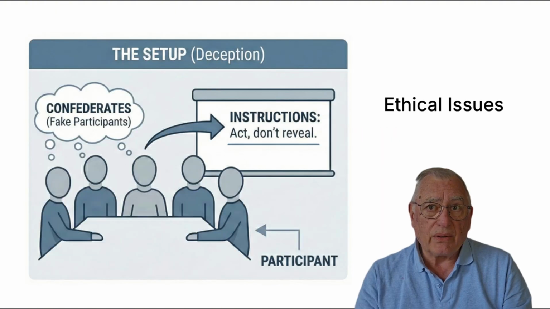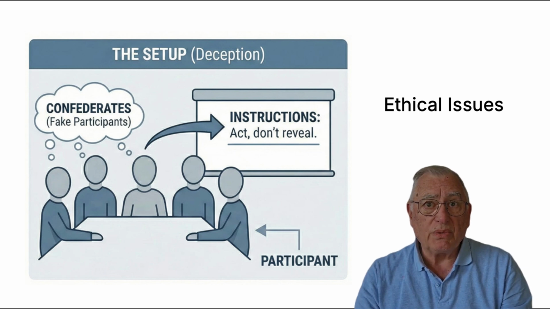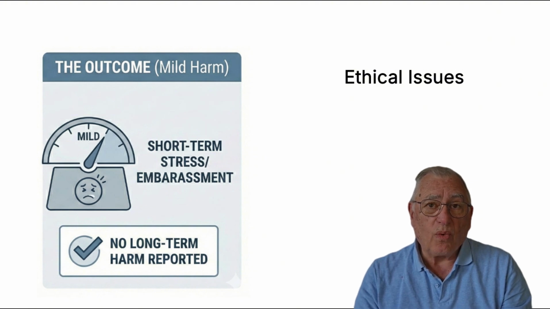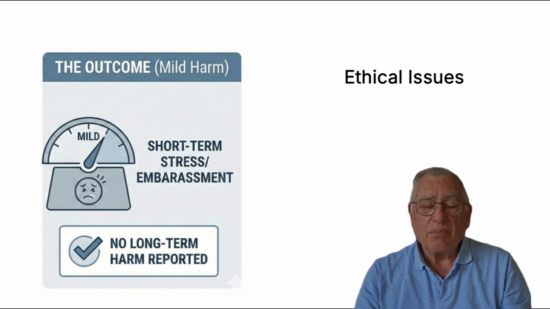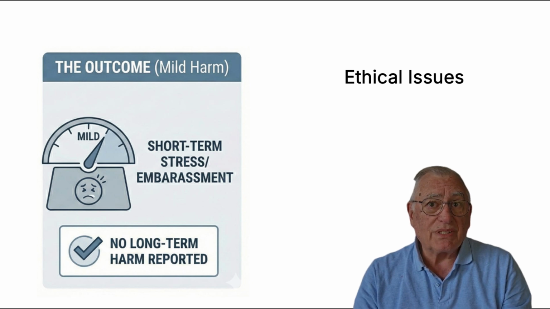Then there are ethical issues. Asch's study involved deception. Participants were told that the other people were genuine participants, but they were actually confederates following instructions. The participants were also misled about the true purpose of the study. However, psychological harm was mild. Some participants may have felt stressed or embarrassed, but no long-term harm was reported. So, although deception was necessary to study conformity, it still raises ethical concerns.